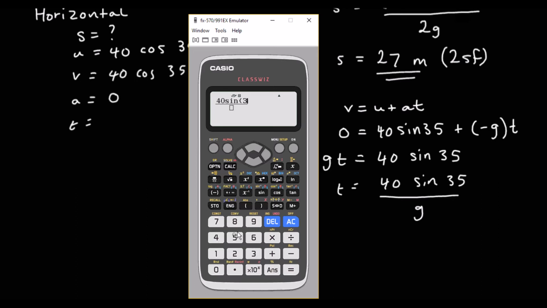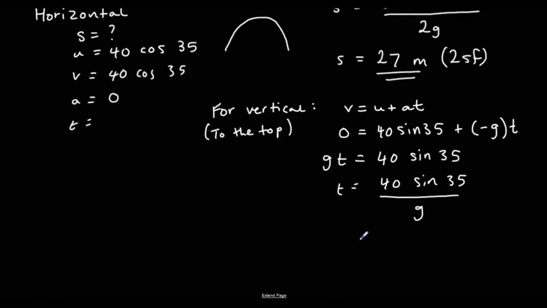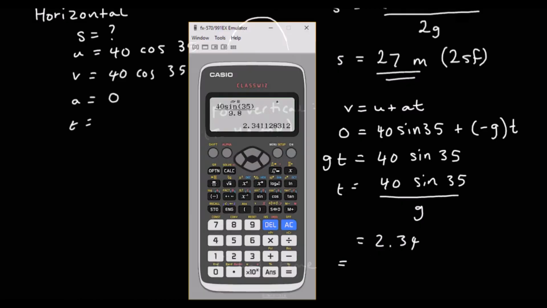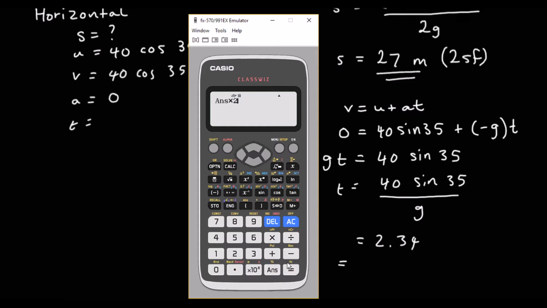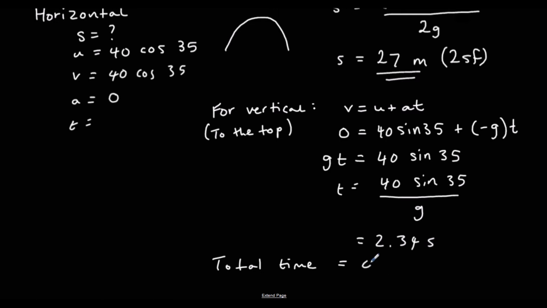Sine 35 over g, which is 9.8, gives us a time to the top of 2.34, which means total time is double our answer, which is 4.68 seconds. So 4.68 seconds.